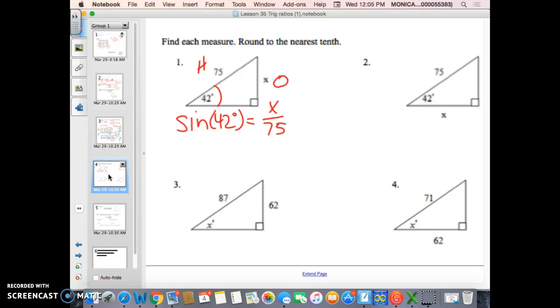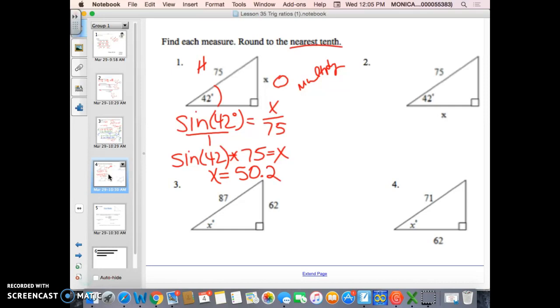Because x is up high, I'm going to multiply. Or you could look at this as a cross multiplication problem. So this is the sin of 42 degrees. Make sure you close your parentheses. Times 75 is going to equal x. So you're literally going to type in no second, because you know the degrees. Sin 42, close your parentheses, the times button, 75. And you get x equals 50.18, but it says round to the nearest tenth, so it's 50.2.